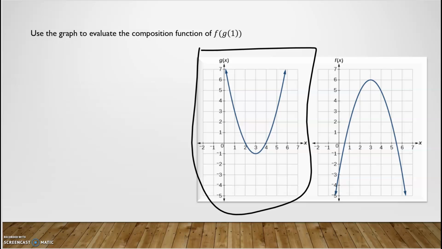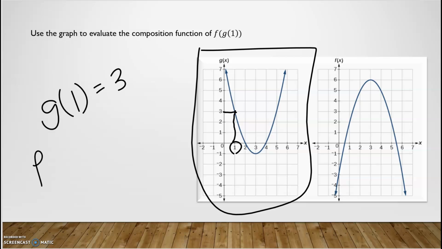Now g of 1, that's like saying that x is equal to 1. So I'm going to go to my x values, go to 1. Then what I'm going to do is go up to the function, and then I'm going to get my g of 1 value. So g of 1 is equal to 3.